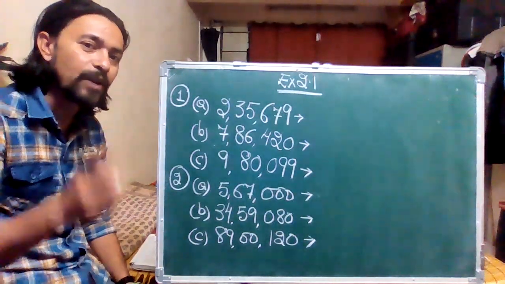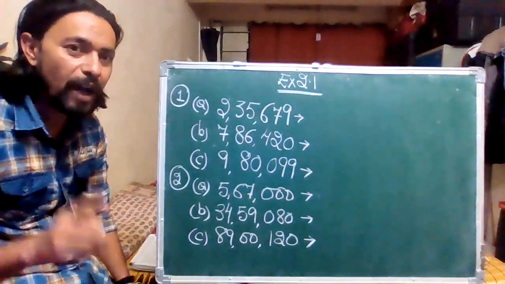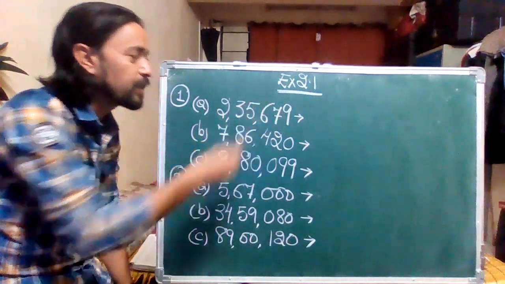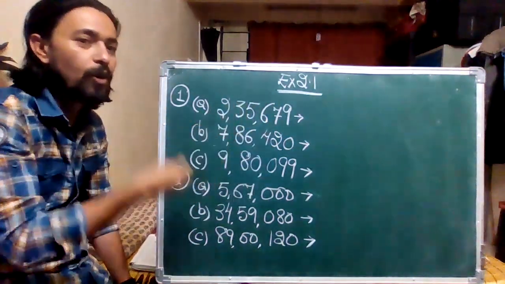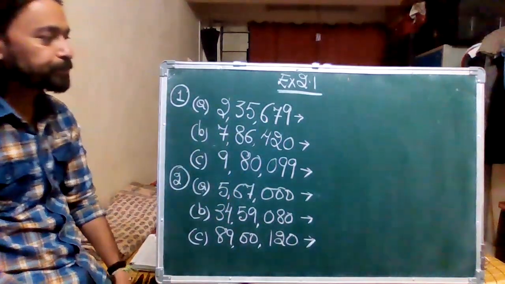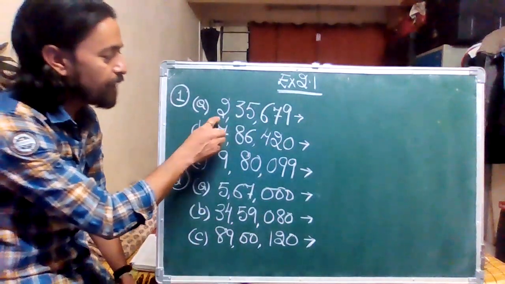To 3, if I add 1, it becomes 4. To 4, I add 1, it becomes 5. So to find the successor of a particular number, I have to add 1 or go to the next number, the immediate number after it.